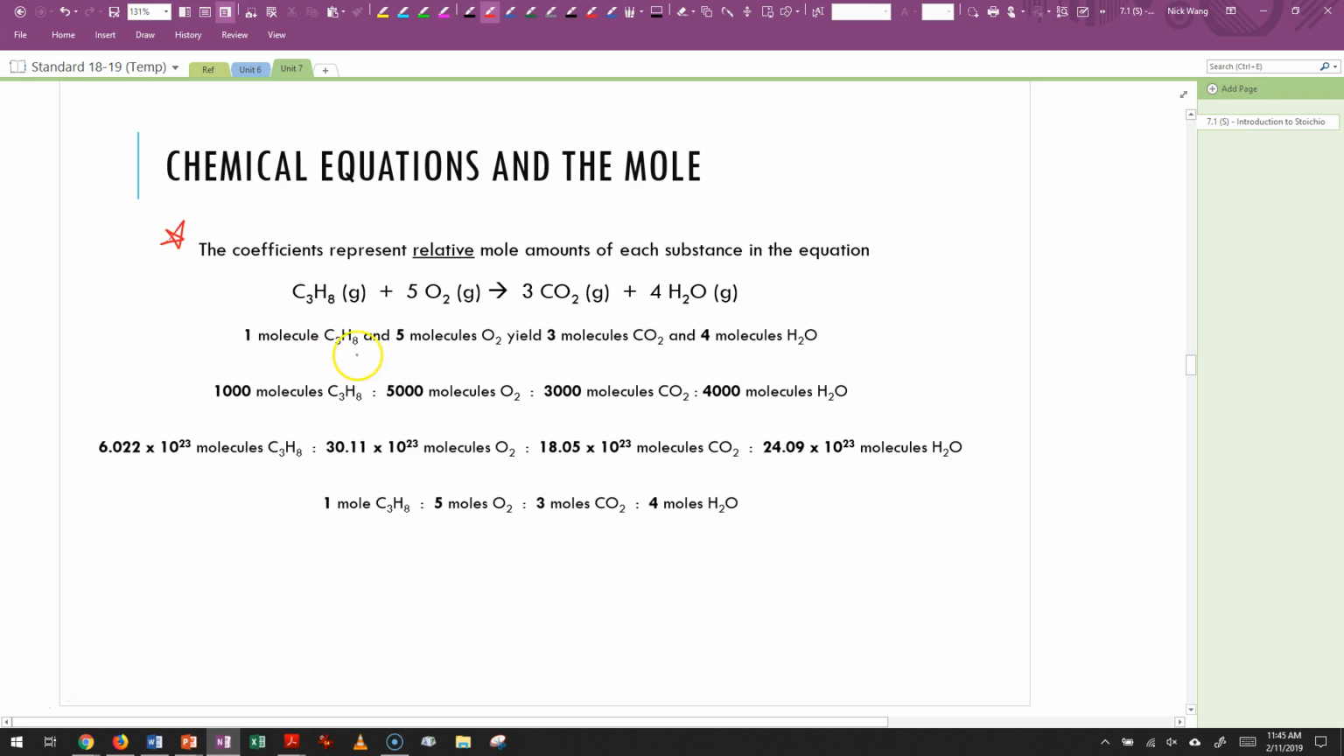So we can say that for every 1 molecule of this compound, and you need 5 molecules of this compound, together they yield 3 molecules of CO2, right, and 4 molecules of H2O. So 1 molecule, 5 molecules, 3 molecules, and 4 molecules based on those coefficients there. And we know that because that visual from the previous slide shows us, literally there's going to be 1 molecule of the first compound, 5 of the next one, and so forth.